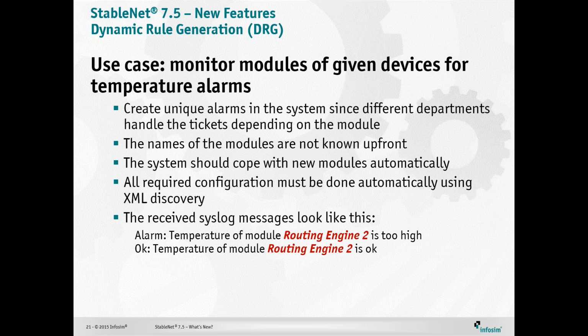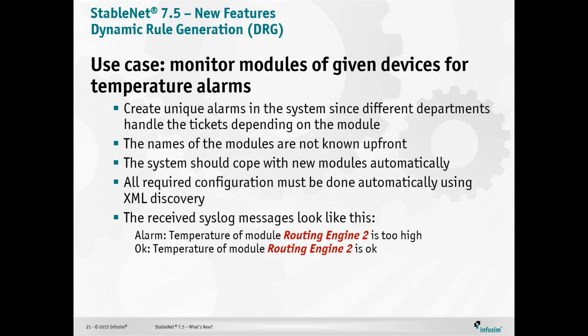So the module names here are just an example of how this concept works in principle. But what you can get is individual monitors and alarms dynamically created. And also the names of the modules are not known upfront. You can look in StableNet and get the list of modules of your devices, but when new devices are installed, you don't know upfront how the modules are called. So you want something generic, a generic solution. And of course, everything must be automated, like everything in StableNet is automated. You want to do this in the XML discovery.